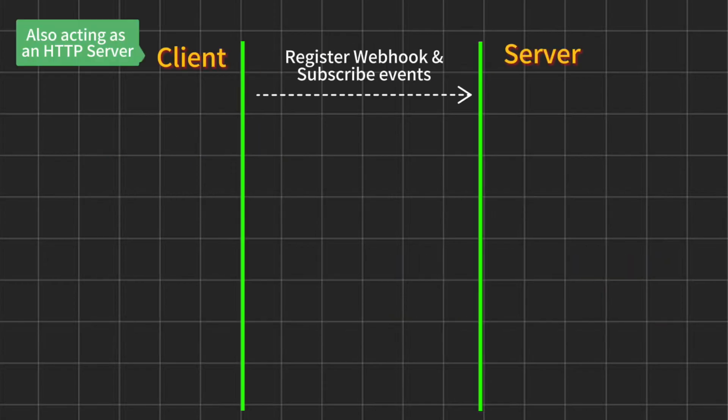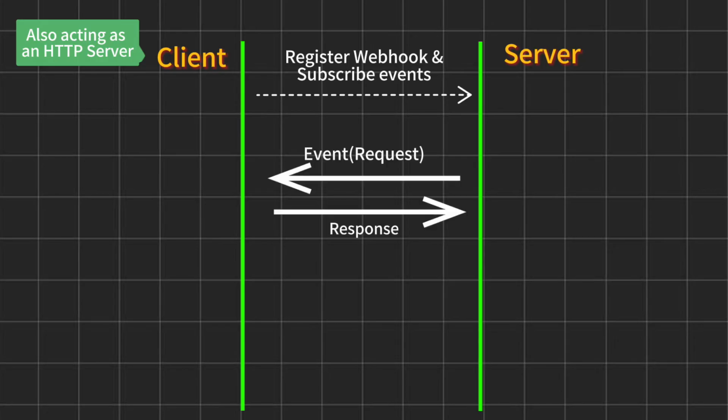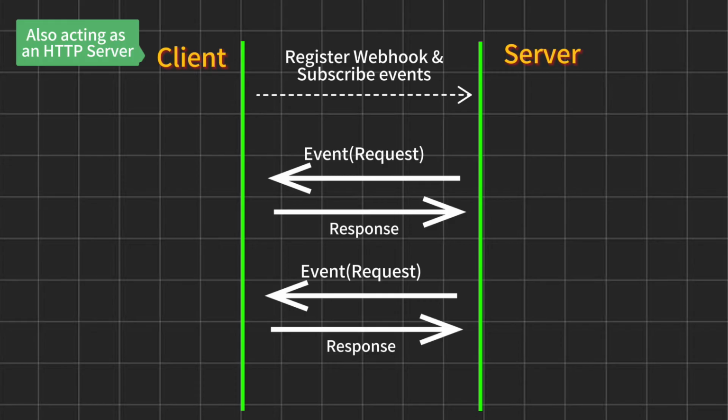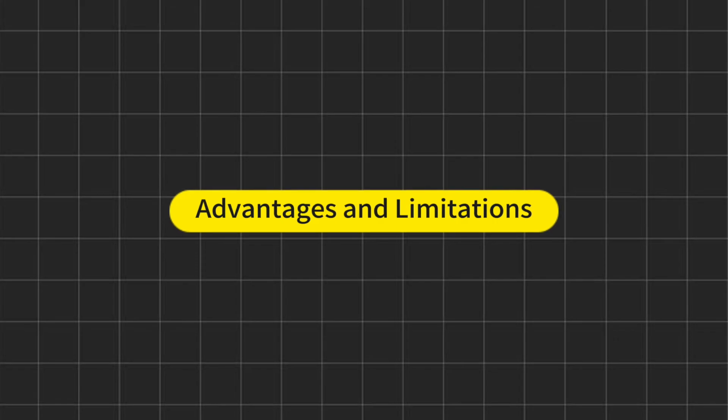Users first register a webhook on the server, including specifying the target URL for receiving data and subscribing to the events of interest. When the registered event occurs, the server automatically sends an HTTP POST request to the target URL. Then the client can receive and process the data from this POST request accordingly. Let's look at the advantages and limitations of webhooks.